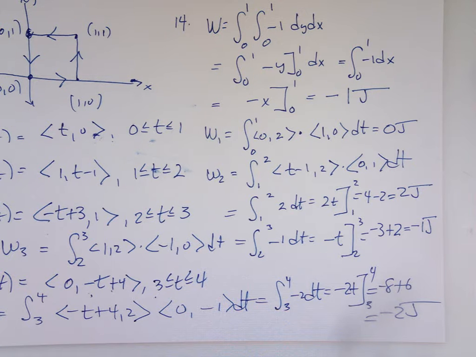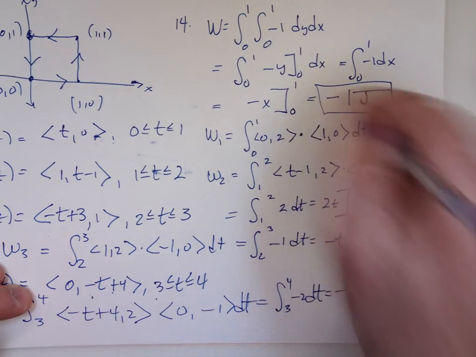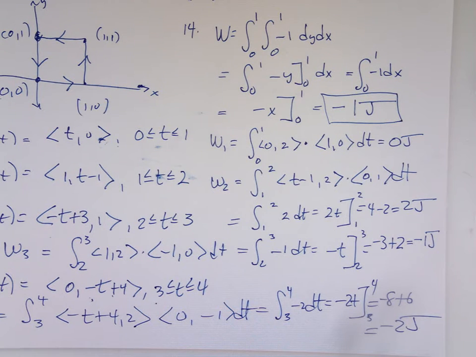Okay, so what do we get? When you add them up, you get 0 plus 2 plus negative 1 plus negative 2. You end up with negative 1 joules of work, which is what we had from Green's theorem there. And that is that. All right, any questions on that? We're moving along.